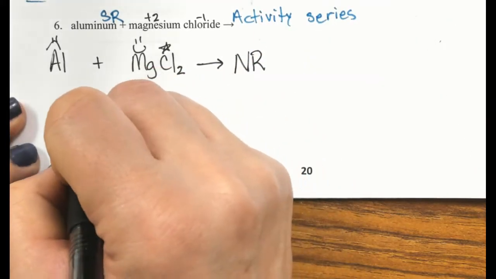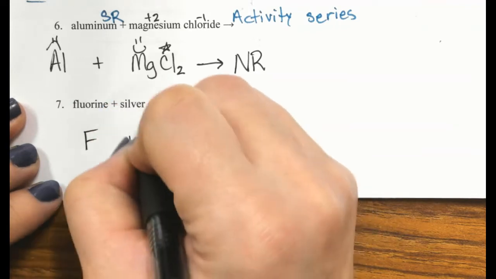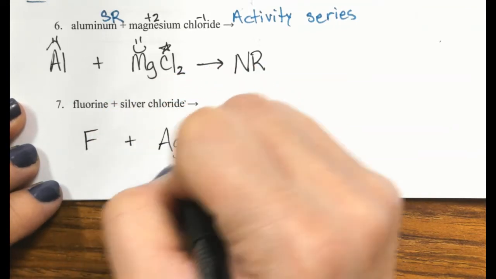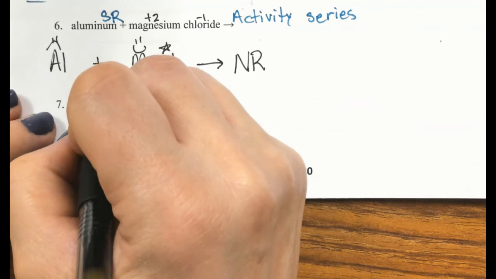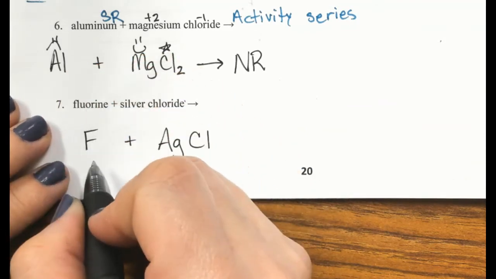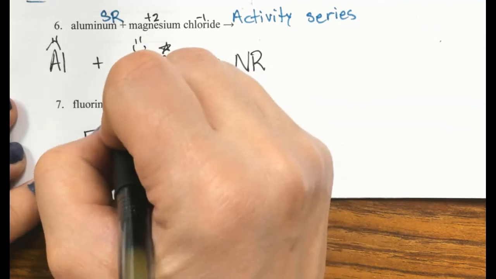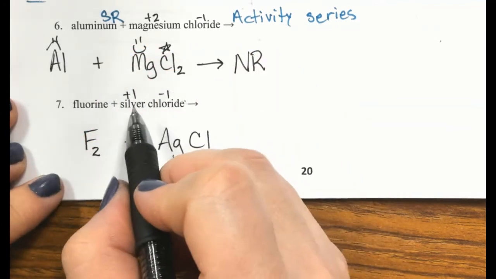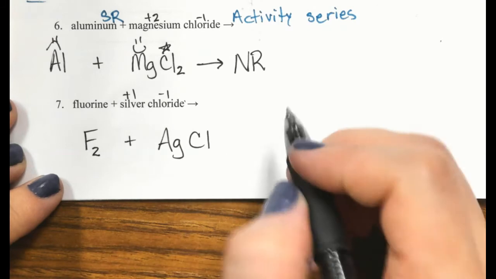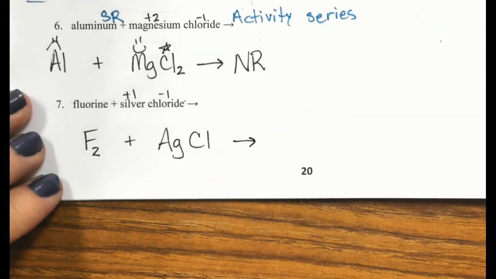7, fluorine is going to be F plus silver chloride. Silver chloride. Fluorine, is it a diatomic? Yes, it is. So it needs a subscript of 2. And then I got to balance the charges on silver chloride. +1, -1 will cancel. And so these are my reactants.